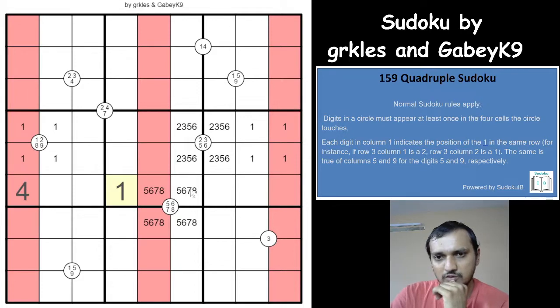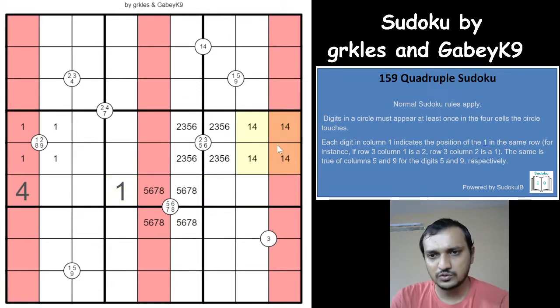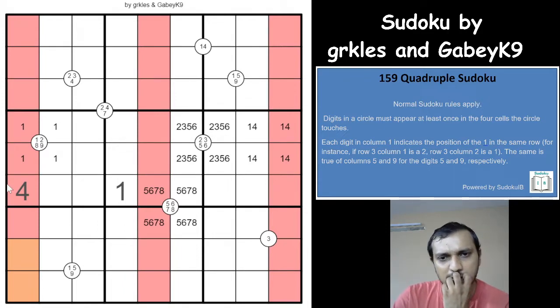Okay. And which means 4 cannot be in any of these cells. 4 would have to be in one of these 4 cells, right? You will have a 1 in one of these 4 cells, which means you will have 2 or 3 in one of these two cells, right? Okay, so we're not sure of it now.